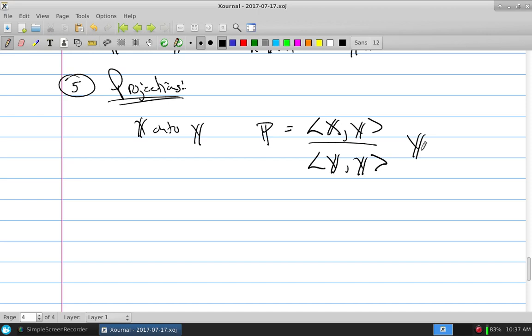Exact same formula. How long is that? This is called the vector projection. Its length would be called the scalar projection. And what is its length? It's going to be the xy inner product divided by the length of y. Where did that come from?